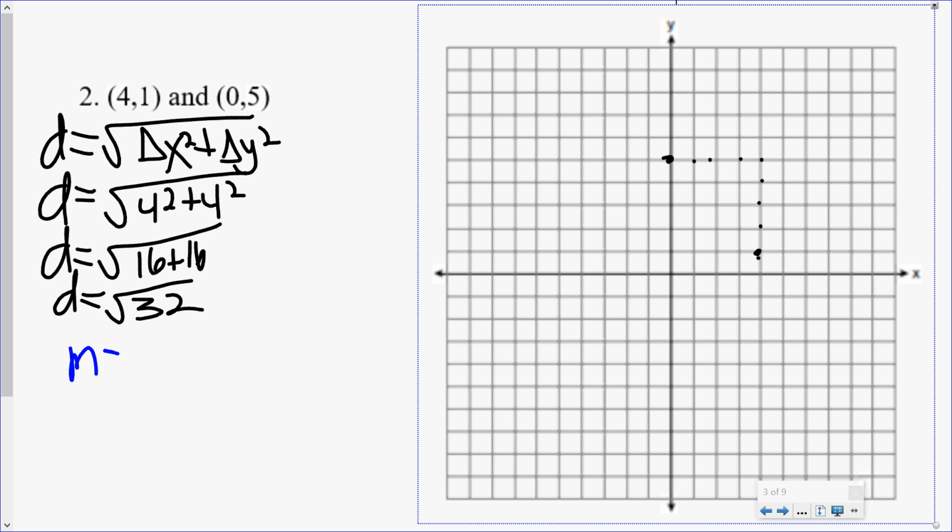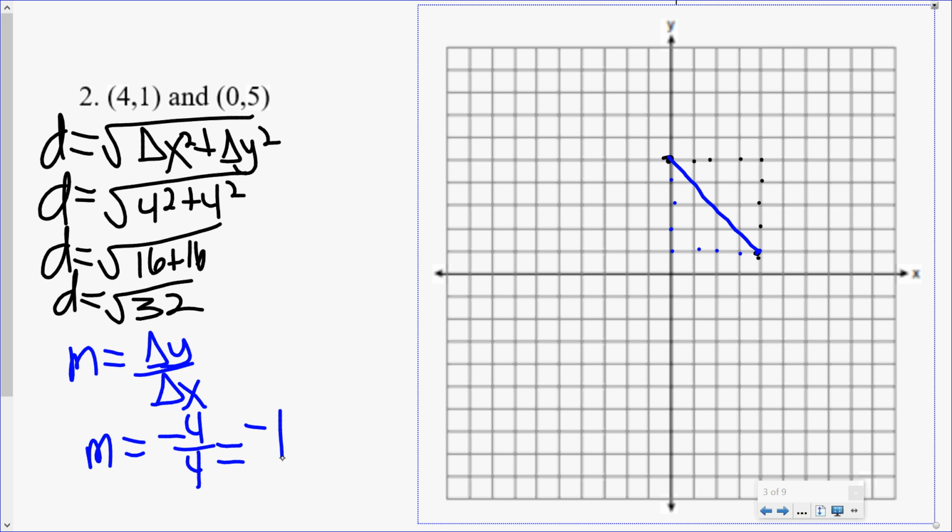Slope equals delta y over delta x. Now, because I'm going down and right, it's going to be negative 4, 1, 2, 3, 4, over positive 4. For distance, sign doesn't matter. For slope, it does. And if you look at the segment, going from left to right, it's going downhill, so it's going to be a negative slope. You do want to reduce the fraction for a slope, we get negative 1.